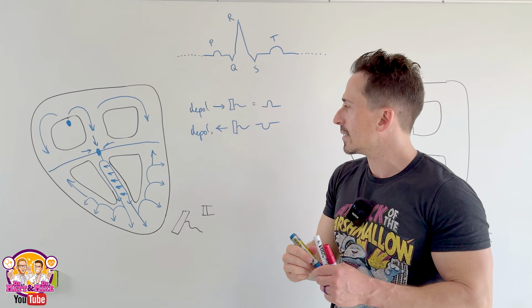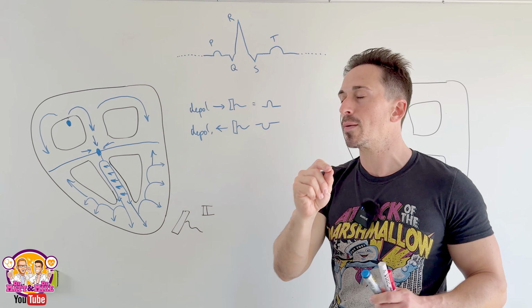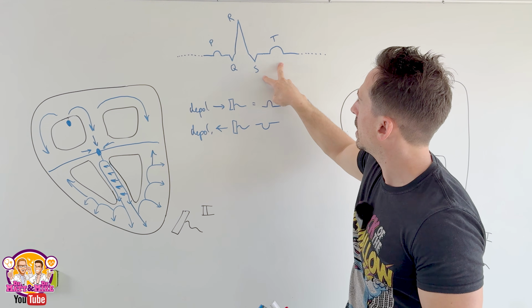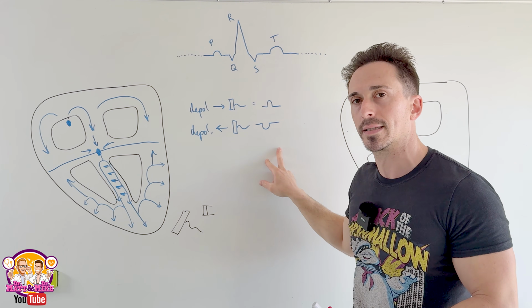So now that we know this, we can have a look and go, okay, in some types of heart attacks, this ST segment is elevated, and in others, it's depressed. Why?